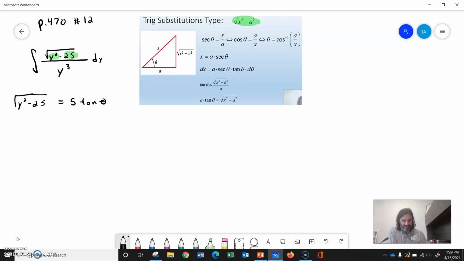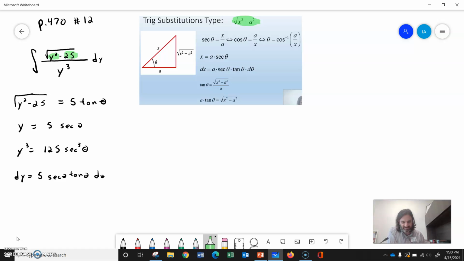Now the next thing I need is y cubed. My y is the same thing as my x, and x is a secant, so that would be 5 secant. So y is 5 secant theta. So y cubed is 125 secant cubed theta. And then based off of what y is, the dy will be 5 secant tangent d theta. So I've connected all these parts together.